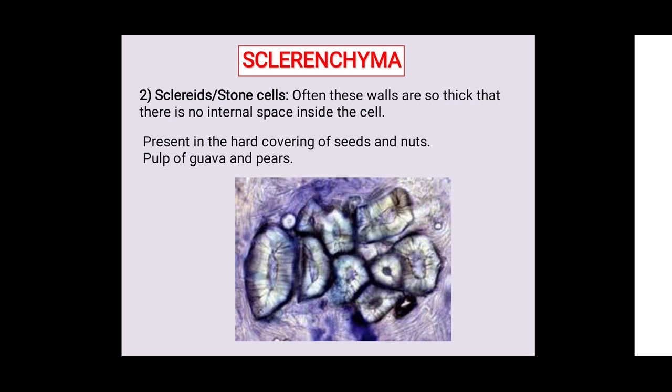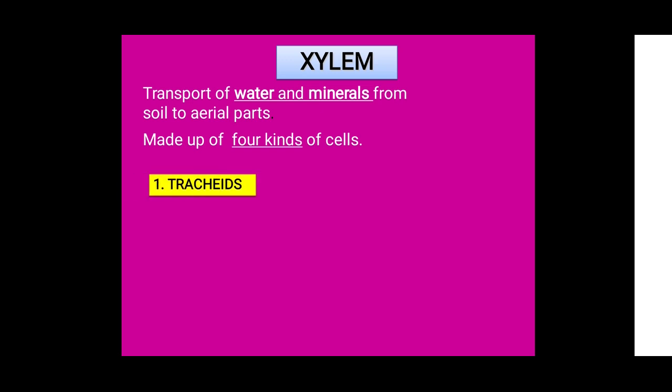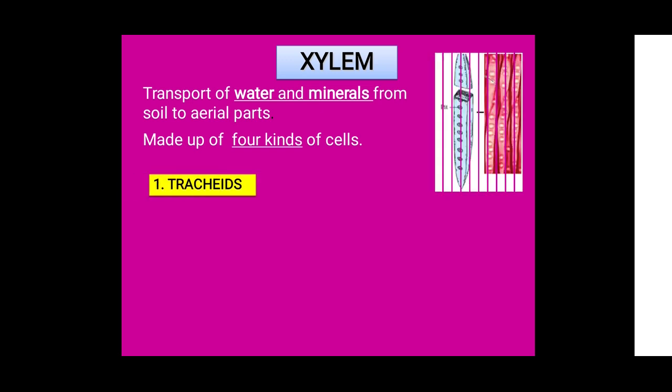When you eat the pear, especially nashpati, in your mouth you can feel as if you are eating some sand particles, and those are nothing but the sclerete cells. Then quickly the xylem. This again you don't have to draw, but just for your revision, transport of water and minerals from soil to aerial parts, and they are made up of four types of cells.